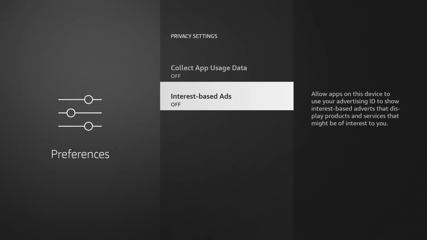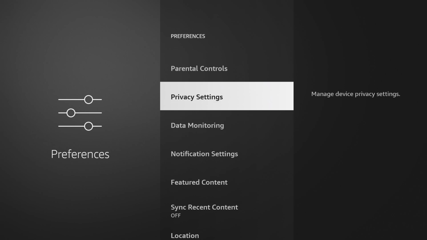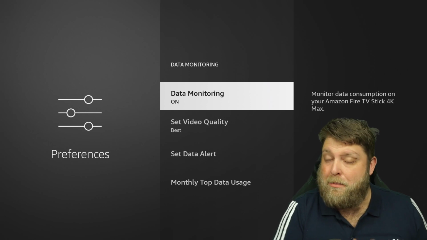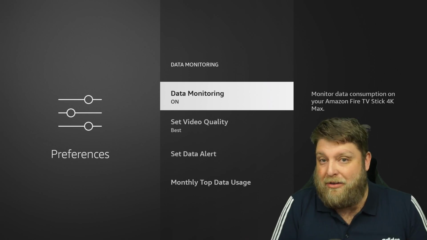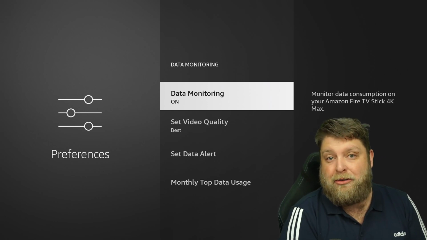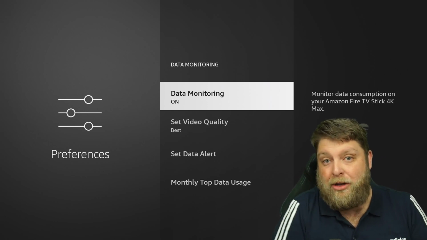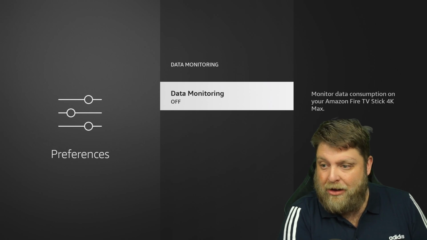So once all those are turned off, we click on the back button, and then you're also going to see something underneath called data monitoring. Now, this is going to monitor your data consumption, but if you're using Wi-Fi, this isn't really needed, and just another process that may slow down your Fire TV stick. So I'm going to turn that off as well.